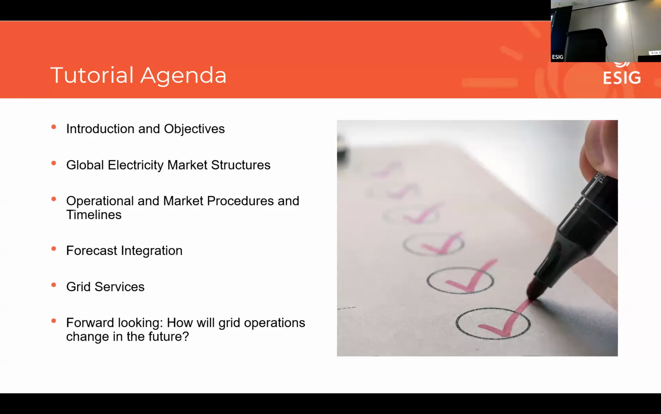It's good to see so many folks from the meteorology and forecasting side to talk about where these things go and where they are used. So we'll have that as part of the agenda. Then grid services, ancillary services, reliability services: how they're used today, what they are, and how the markets enable their procurement and the efficiency of those services.